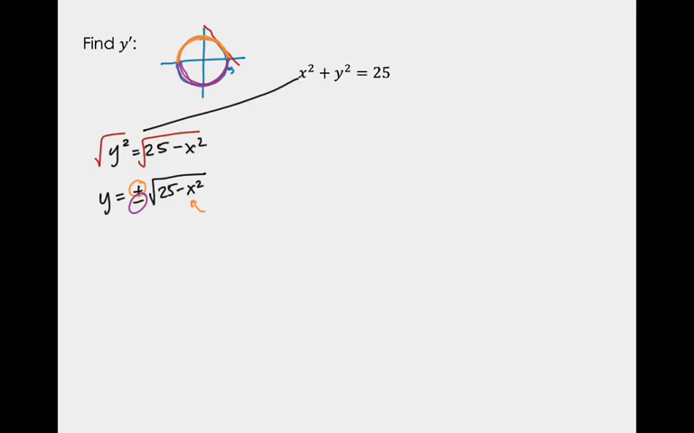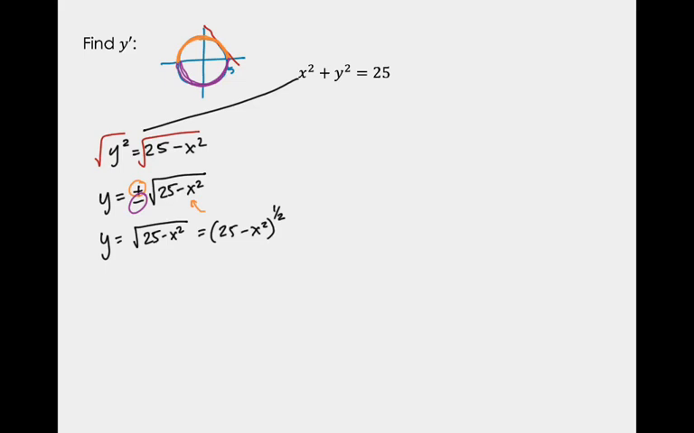Since I drew my tangent line on the top half, I'm going to keep that positive square root, and we're going to treat this like the function y equals square root of 25 minus x squared. This is exactly like something you did in your homework on the chain rule. You've got an outside function that's the square root, and we rewrite that as 25 minus x squared to the 1/2. And then that 25 minus x squared is our inside function.